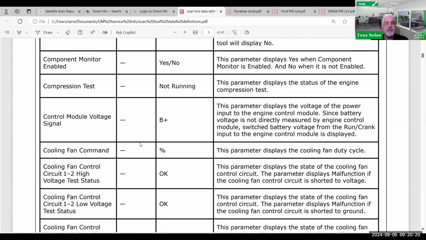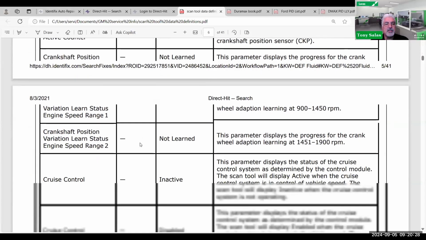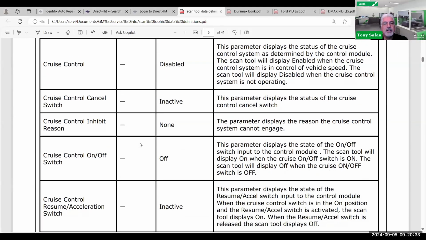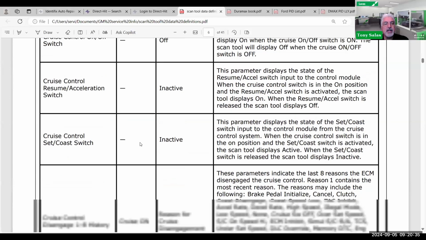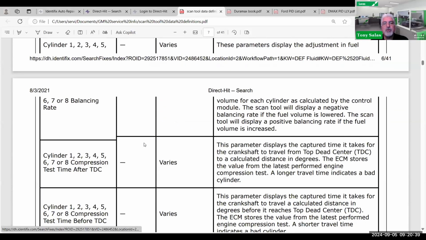Those of you that are in California, you've got monitors you guys got to watch, right? So therefore, you can also find the status of a component monitor too as well. So therefore, you can't pass emissions unless those monitors are run and passed, so they've got to be set to pass. But again, we scroll down, and I know sometimes we take for granted what we know already.